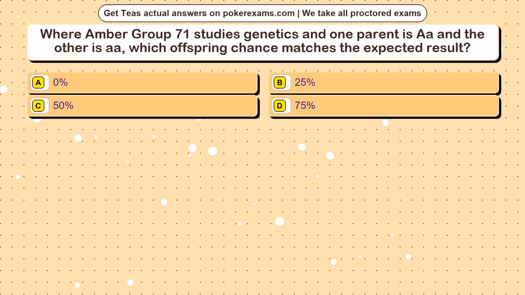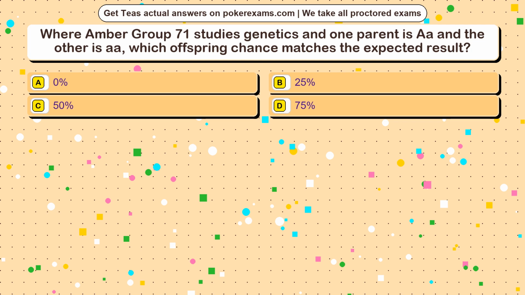Question 18. Where Amber Group 71 studies genetics and one parent is AA and the other is AA, which offspring chance matches the expected result? Option A, 0%. Option B, 25%. Option C, 50%. Option D, 75%.